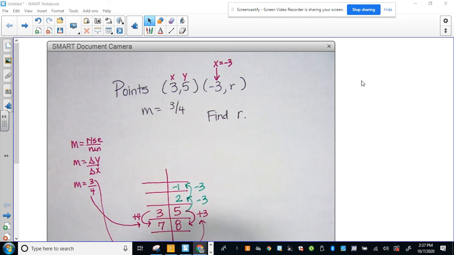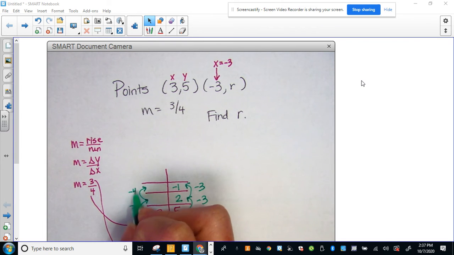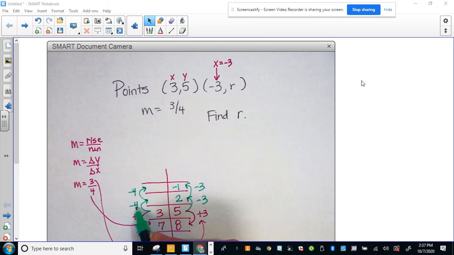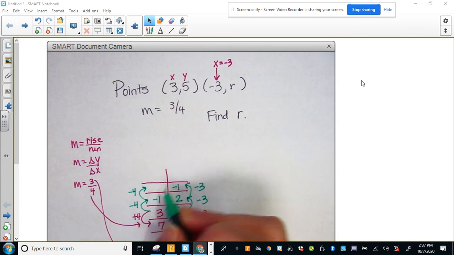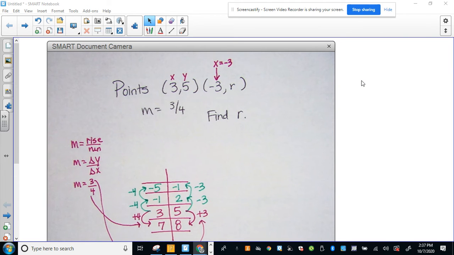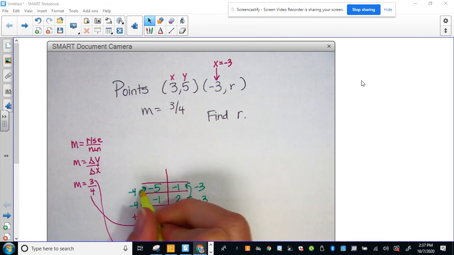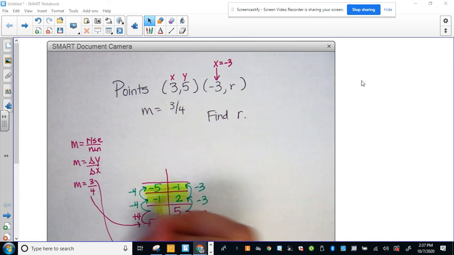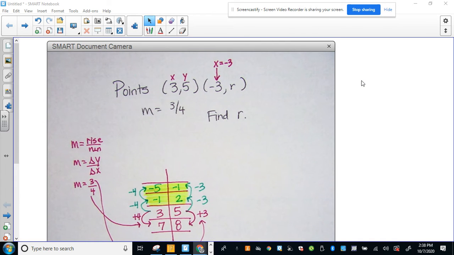I could keep going, I may not need to. Over here, I'm going to subtract 4, and I'm going to subtract 4 again. 3 minus 4 is -1. Minus 4 more is -5. Now, if you notice, I have a problem. I'm trying to get where x equals -3, and I've missed it. I have -1 to -5, but I did not get to -3.